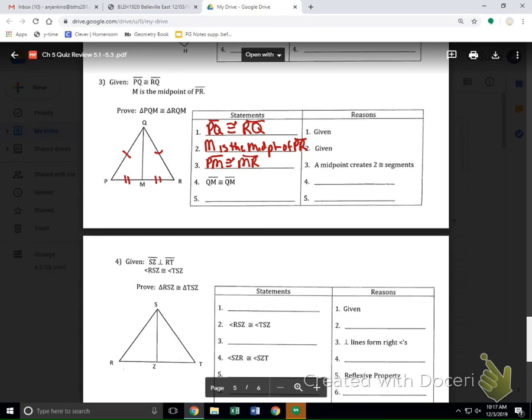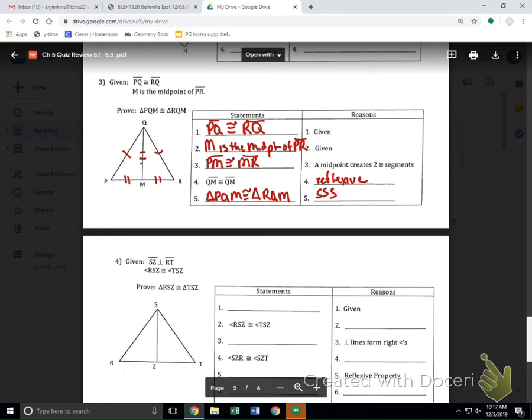And our next step tells you already that it's going to be QM is congruent to MQ. How did we know that? Reflexive. Nice job. And then after that one, we now know our whole thing. So triangle PQM is congruent to triangle RQM. How did we know that? Yep, SSS, side, side, side.